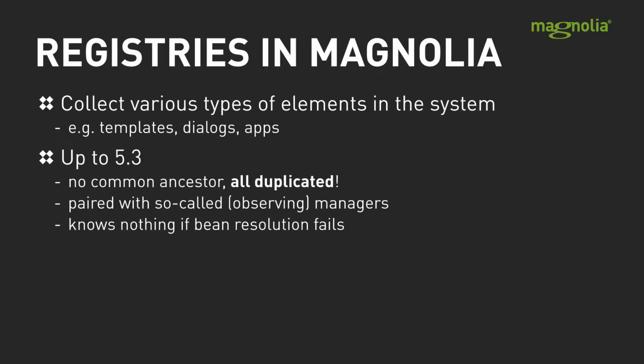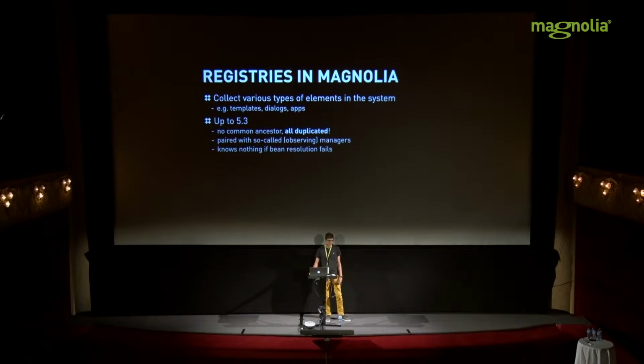Basically, whenever there was a need for a new registry somewhere, it was mostly duplicated with some fine-tuning maybe. There was basically no common ancestor, and there was always alongside an observing manager that was just looking into the config workspace and updating the changes. And all of these were usually duplicated wherever needed. And also the registries, if for some reason the bean resolution would fail, then they would not know about it. You would just get a stack trace, but the registry would completely ignore the entry.